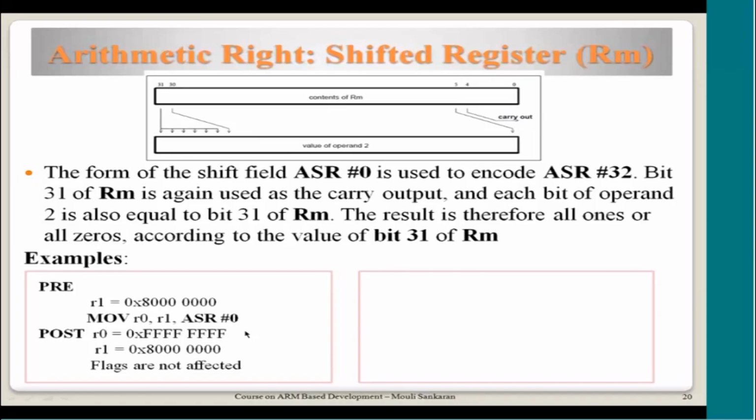Okay, so why has ARM decided to use this hash 0 as a 32-bit shift? Because 32 cannot be written into it, and 0 if you write it is the same as LSL 0. So they made use of that particular combination to perform this operation.